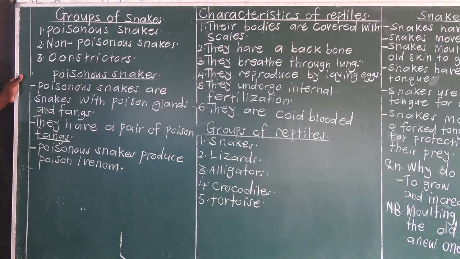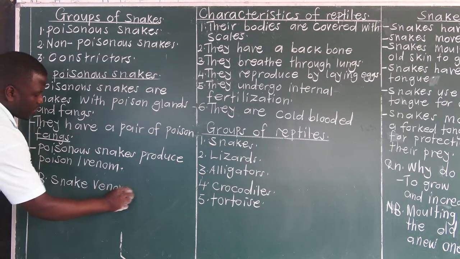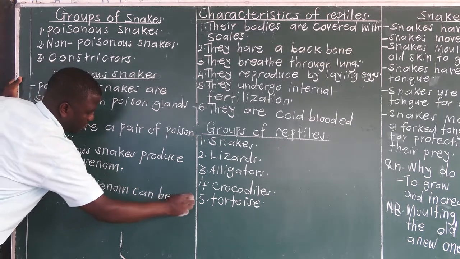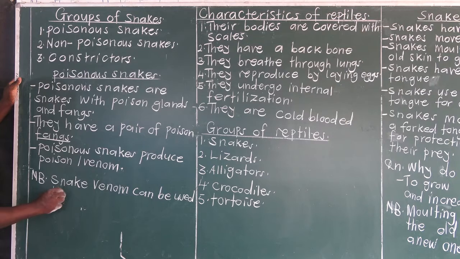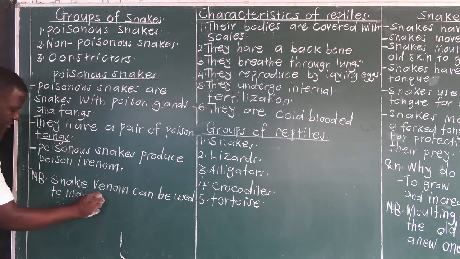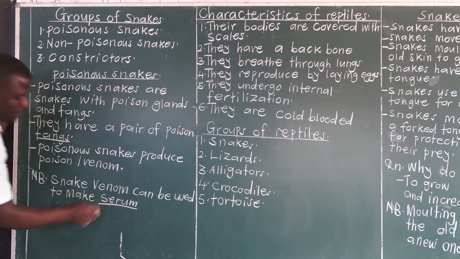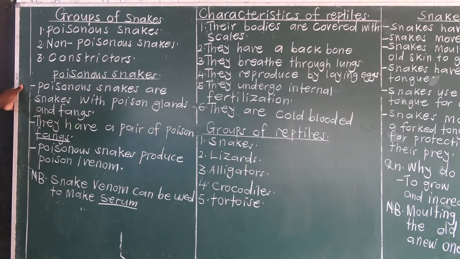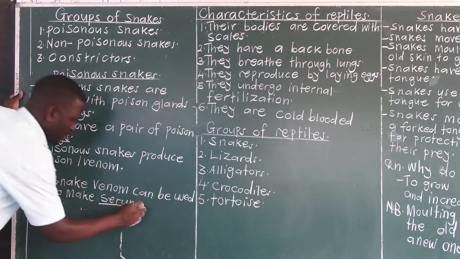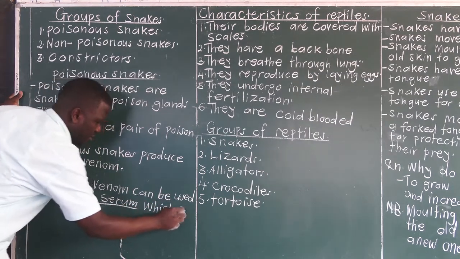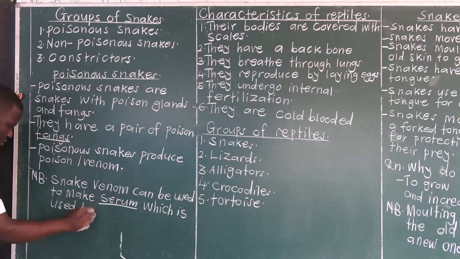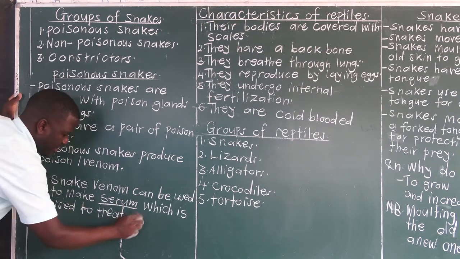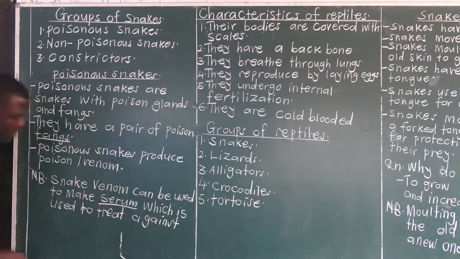Then snake venom can be used to make serum, which is used to treat against snake bites.